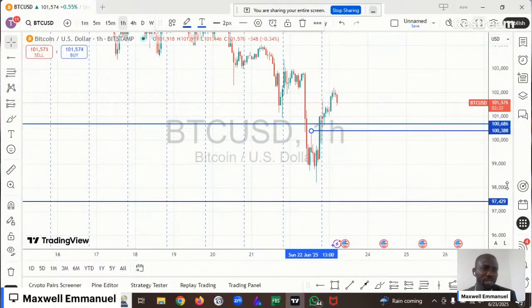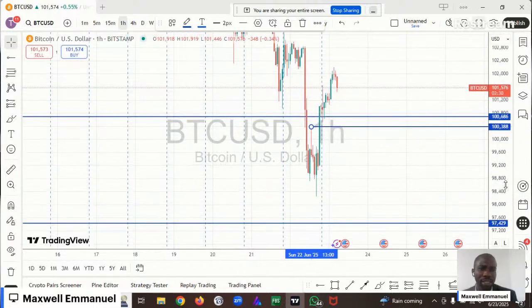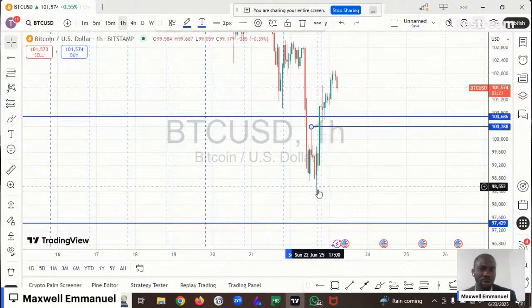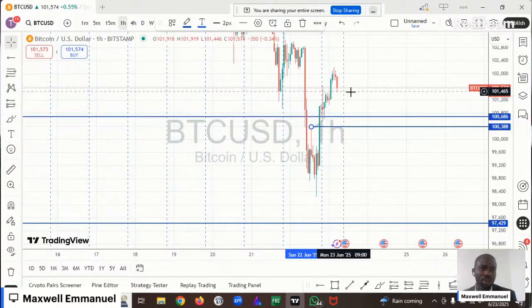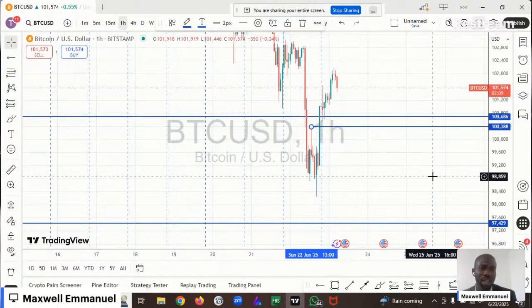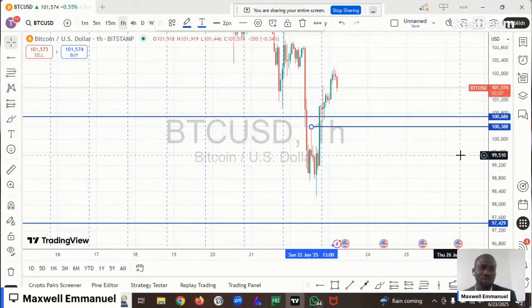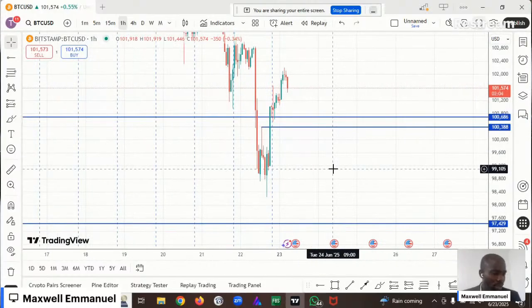So if you are considering buying BTC, you might want to wait for price to pull back to fill this fair value gap that was created after the shift in market structure. If you are buying from the current market price, your stop loss will be at this level. If you are okay setting your stop loss at this level, you could buy from the current market price, but know that the risk will be very high. And if the risk is high, it means you have to reduce your lot size.